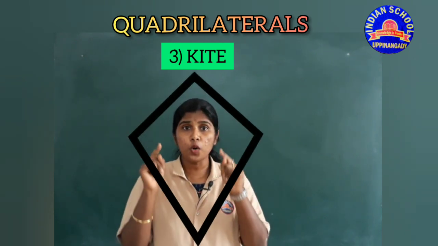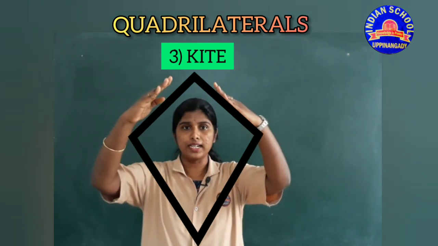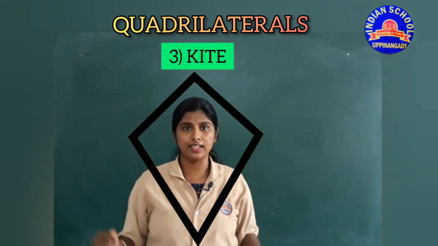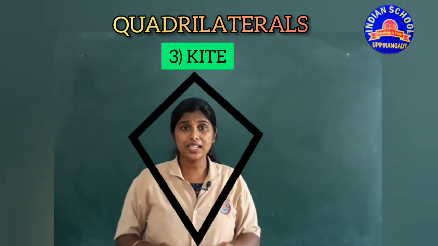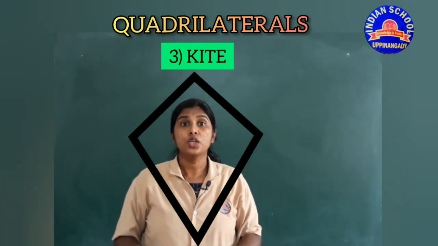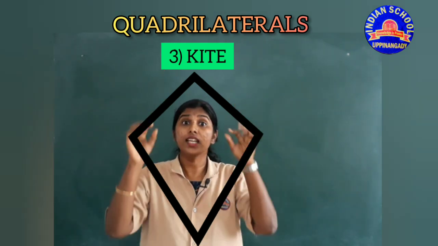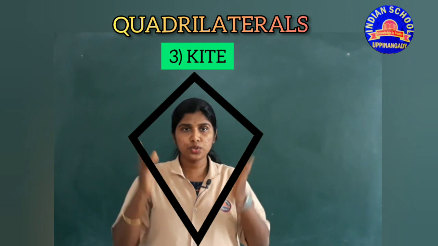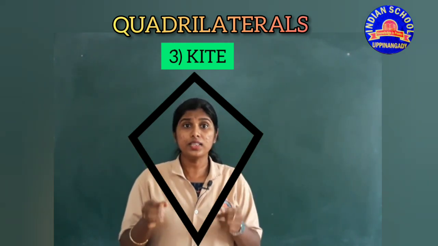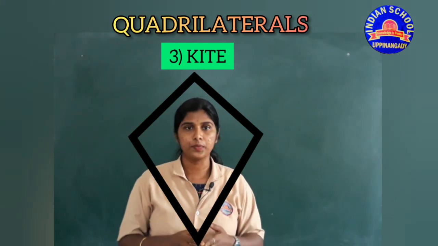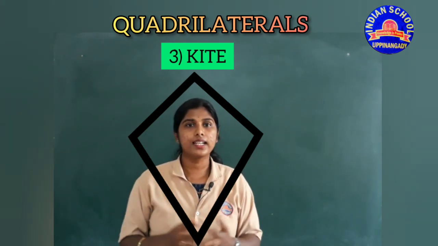If you observe the shape of the kite, the first two adjacent sides are shorter and the next two adjacent sides are longer. Those two adjacent shorter sides are equal in length, and those two longer adjacent sides are also equal in length. So we have only one property under this kite.